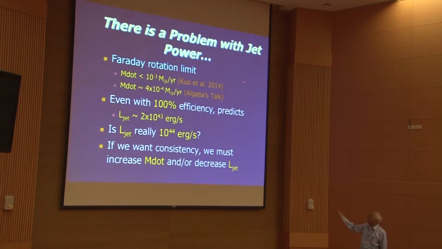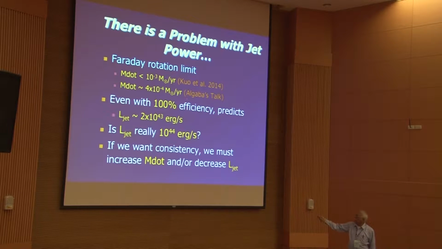Now, I see kind of a problem with the jet power. This is something, we have experts in the audience, we should discuss as we go along. As you know, Faraday rotation puts a limit on the m dot. So Kuo's paper said 10 to the minus 3 solar masses per year was an upper limit. Yesterday we heard in Algaba's talk, maybe they've actually measured the Faraday rotation, still questionable, but if you take the numbers, 4 times 10 to the minus 4.